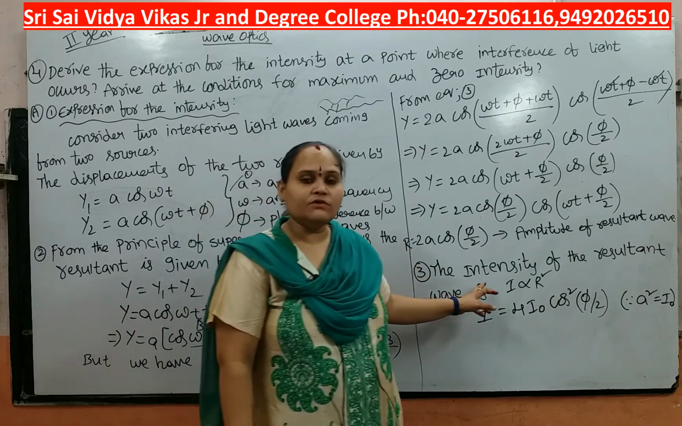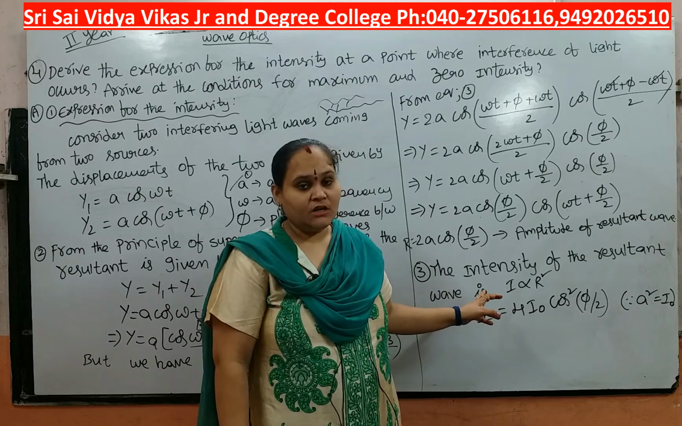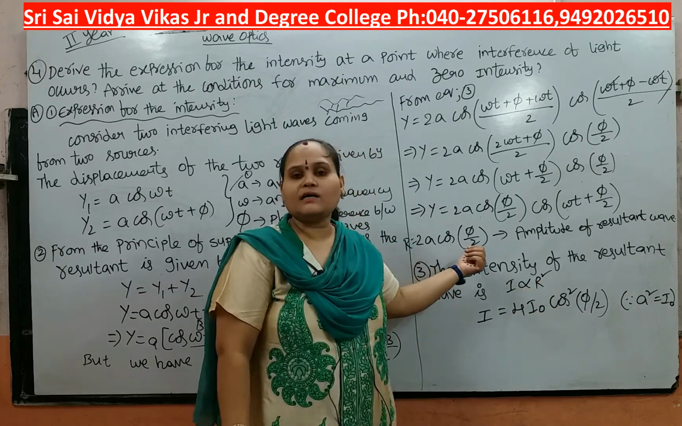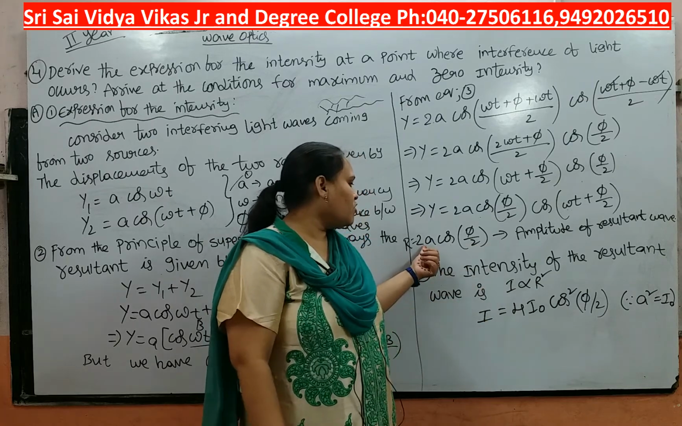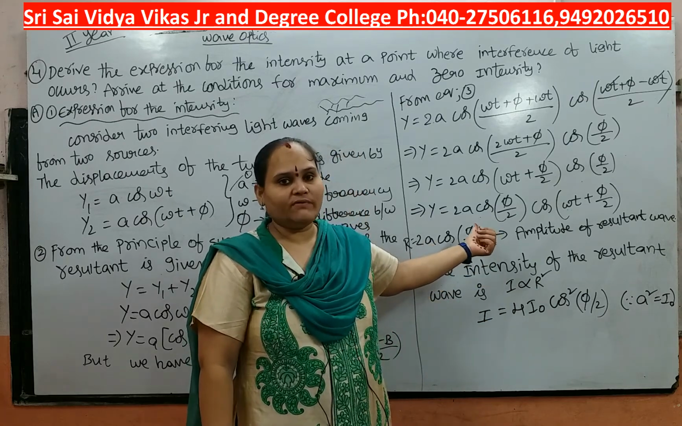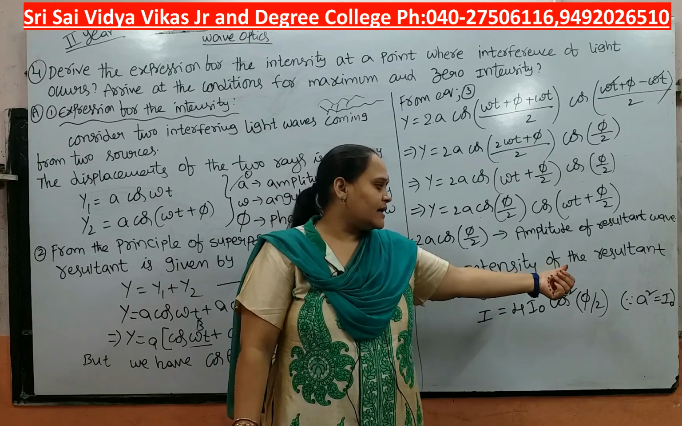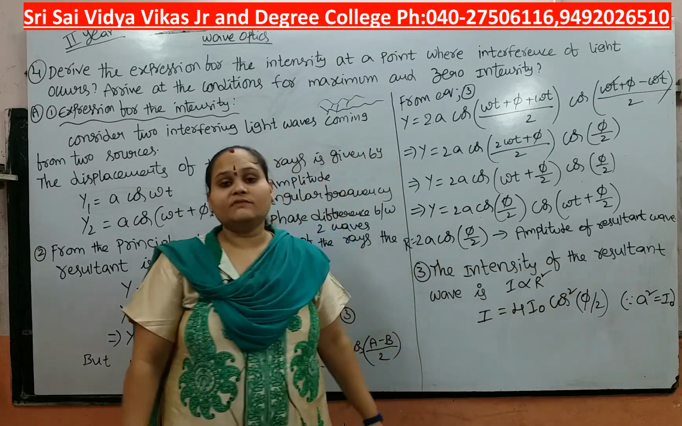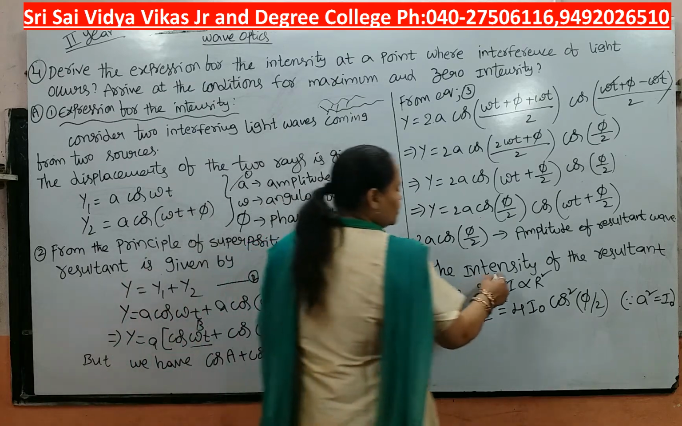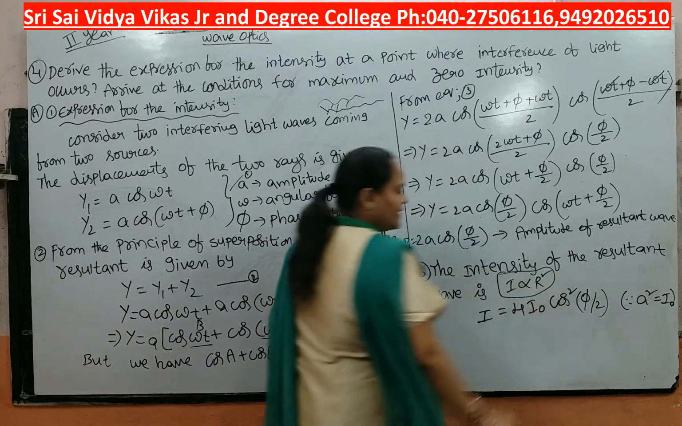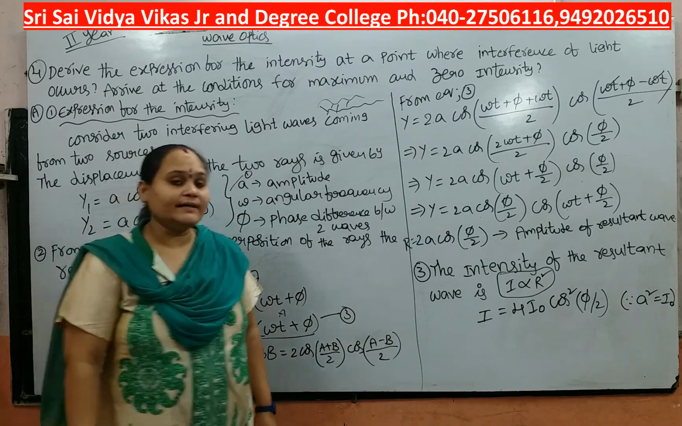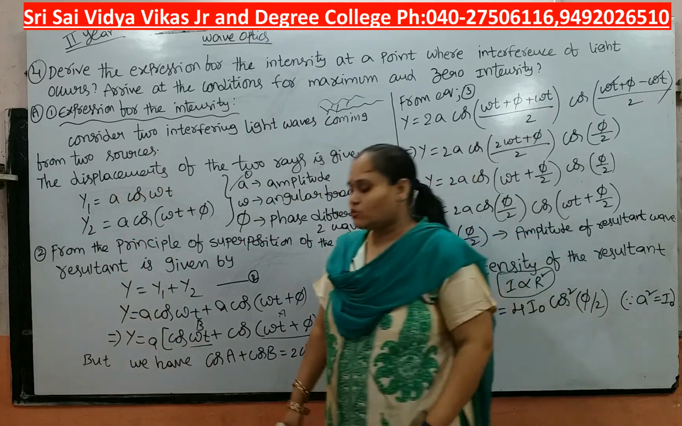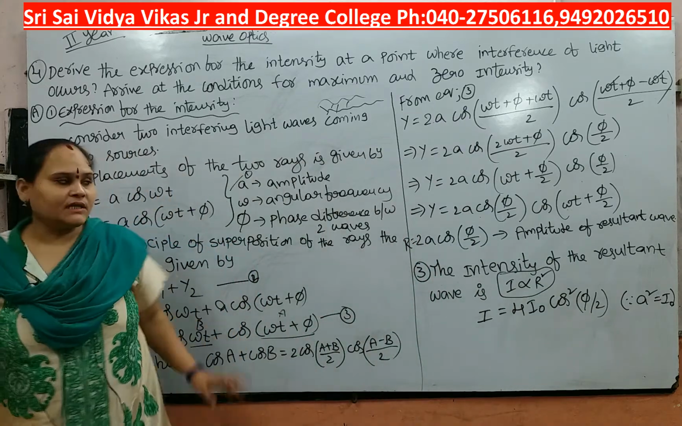So we will find out the intensity. The intensity I is proportional to R square. We have R value 2a cos phi by 2, so I equal to 4a square cos square phi by 2. But here a square will be considered as I naught. Then the intensity of the resultant wave will be given by I equal to 4 I naught cos square phi by 2. From this we can find out the maximum and minimum terms in interference of the two light sources.